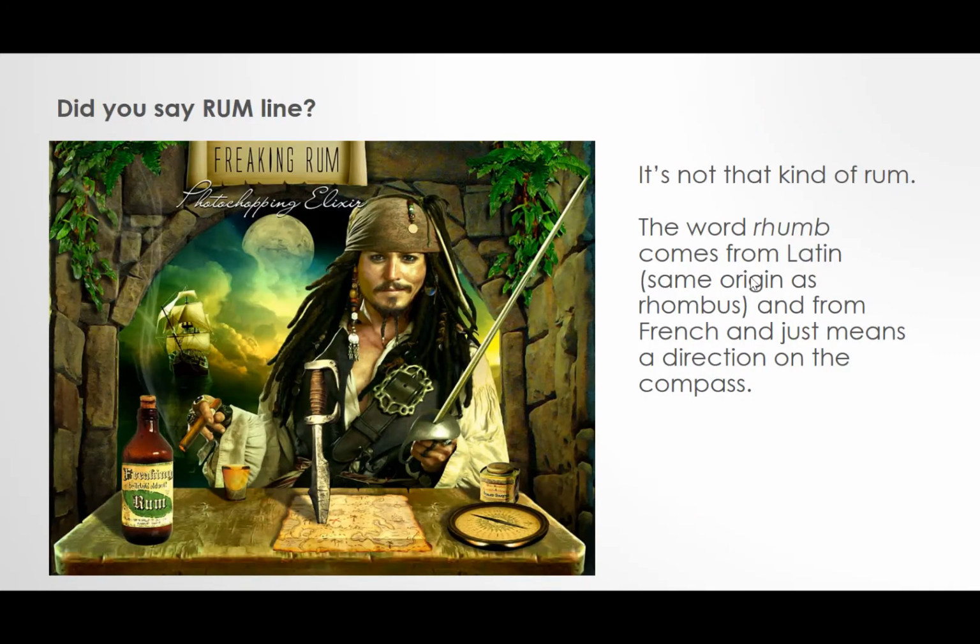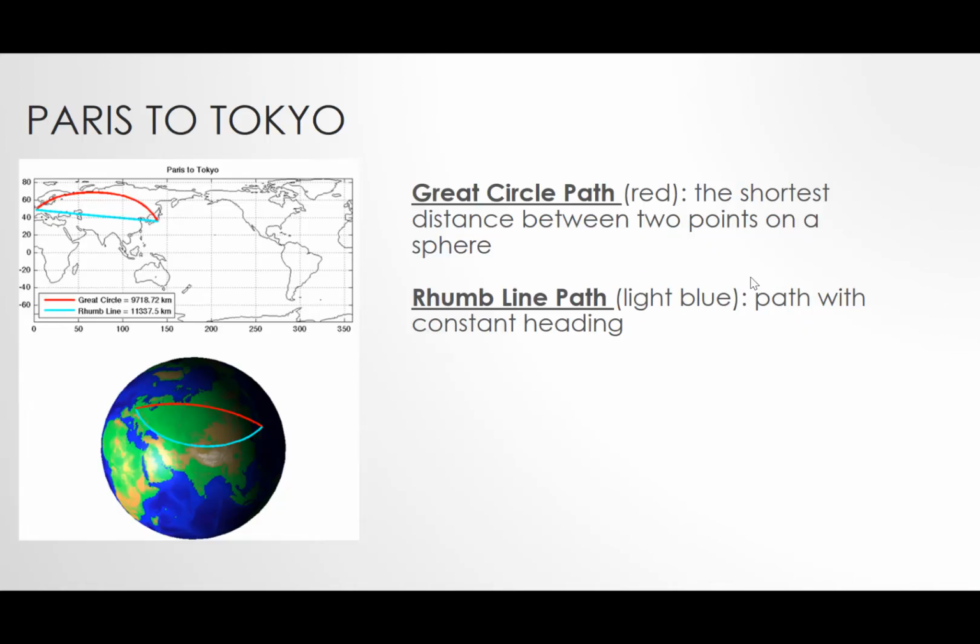Whenever I say rhumb line, I can't avoid thinking about rum, and it's not that kind of rum. The word rhumb comes from Latin, same origin as the word rhombus, and from French, and it just means a direction on the compass.